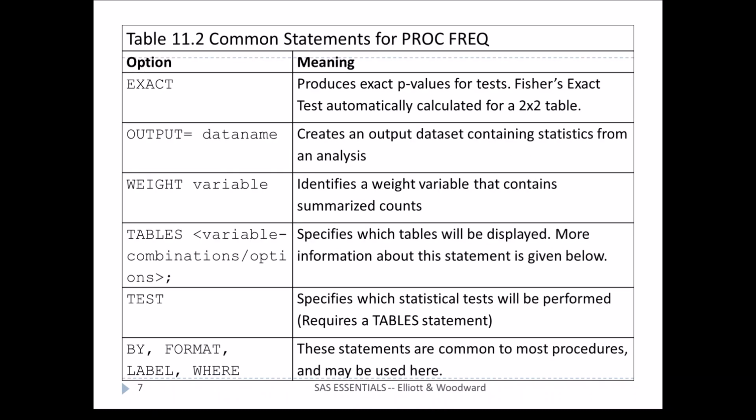Common statements for PROC FREQ include EXACT, which produces exact p-values for tests such as Fisher's exact test. OUTPUT, we've seen, creates an output data set. WEIGHT, we've seen in the past, identifies a weight variable that contains summarized counts. TABLES is a specific statement for PROC FREQ that we'll use over and over again. It's a very important part of PROC FREQ, and it specifies which tables will be displayed. We'll look at that as we go along through the examples. TEST specifies which statistical test will be performed. Again, we'll see some of that later. And then BY, FORMAT, LABEL, and WHERE we've seen before.